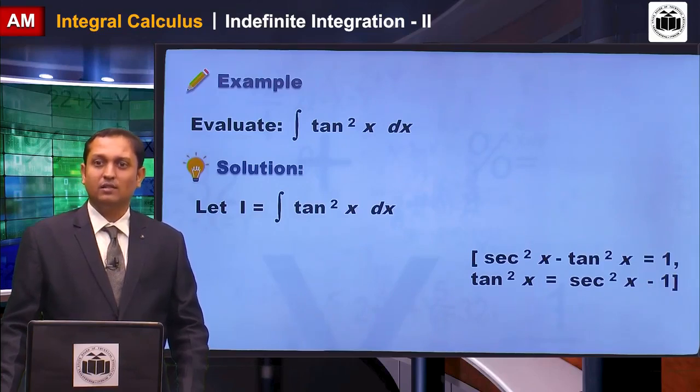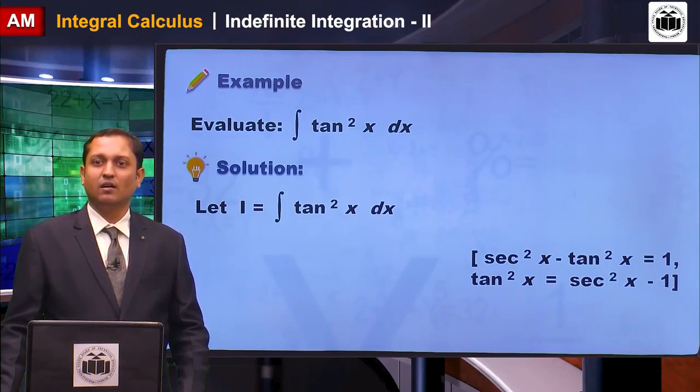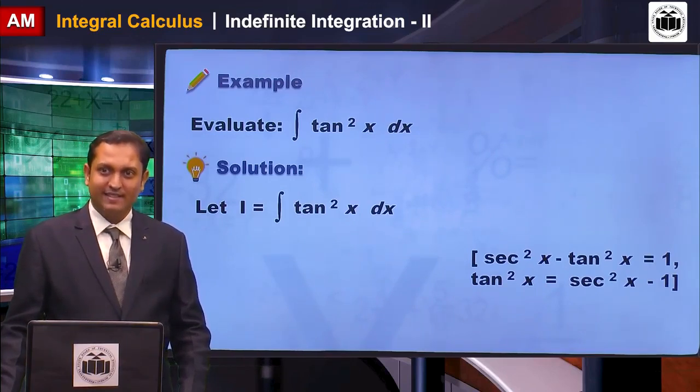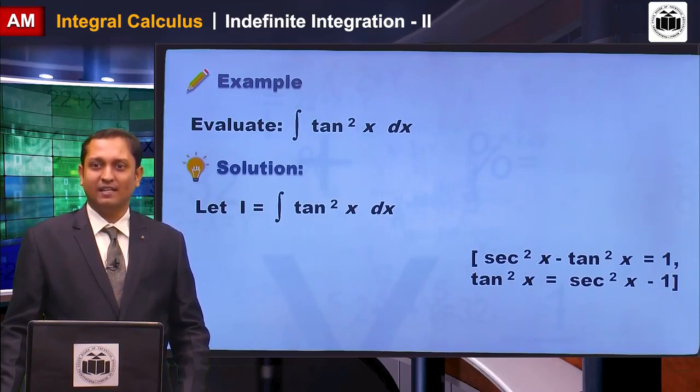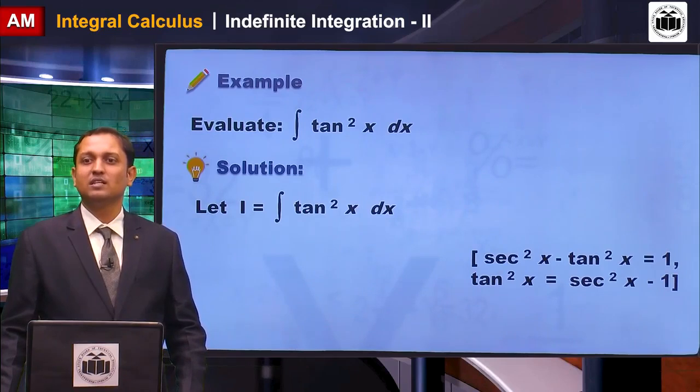Now why this formula only? We are using this formula because once we use it, we get the answer for tan square as sec square minus 1. You can observe that sec square x has a direct integration formula and 1 also has a direct integration formula. So we can apply the formula to get the answer. So that is the reason why we are using this particular trigonometry formula.